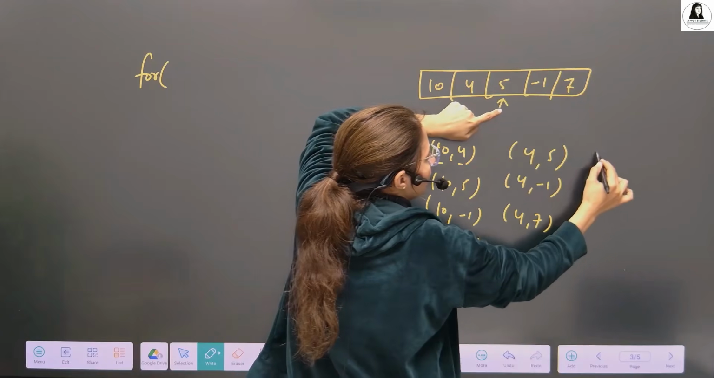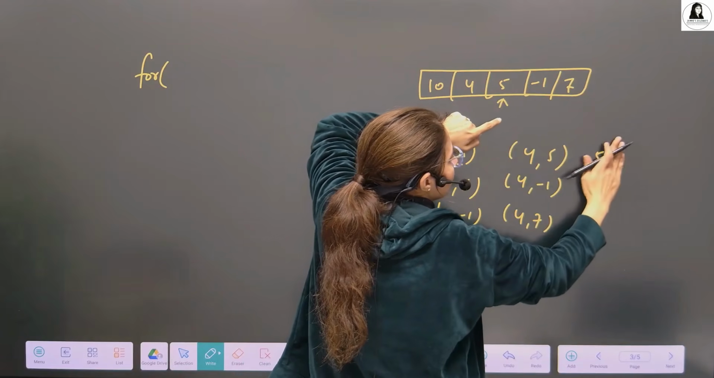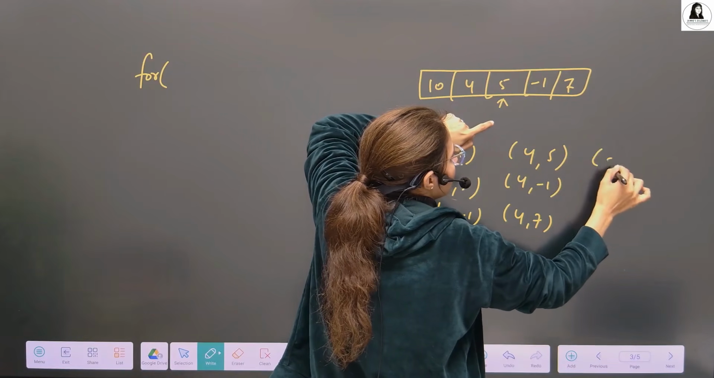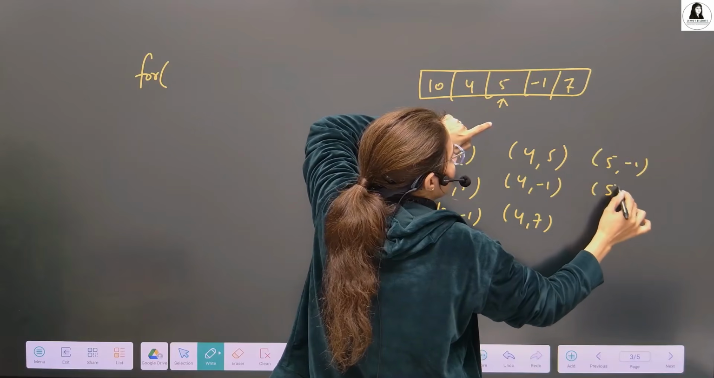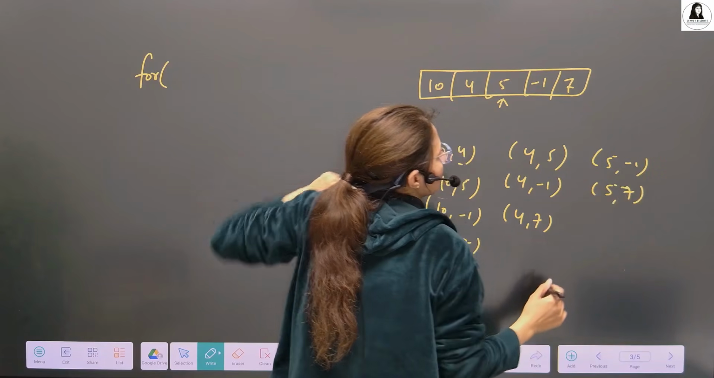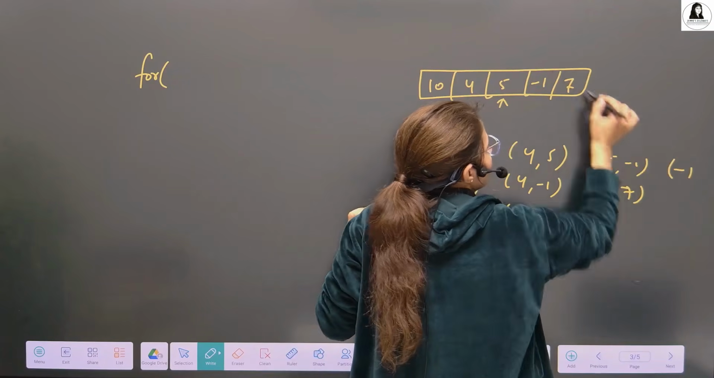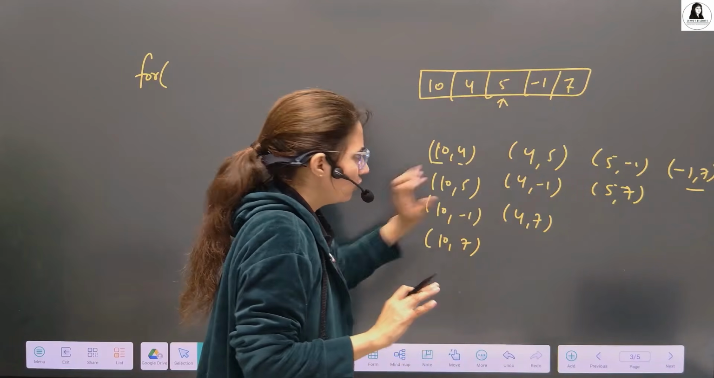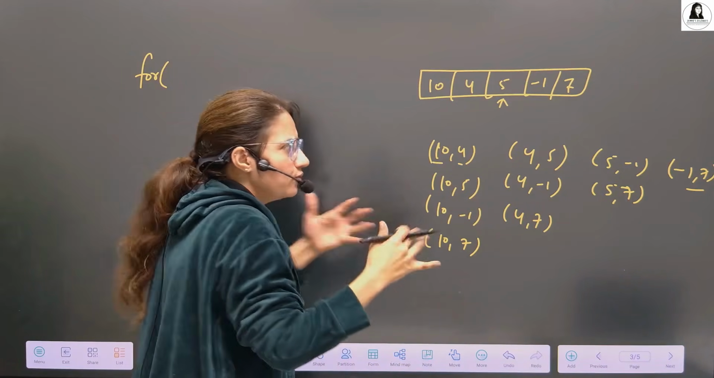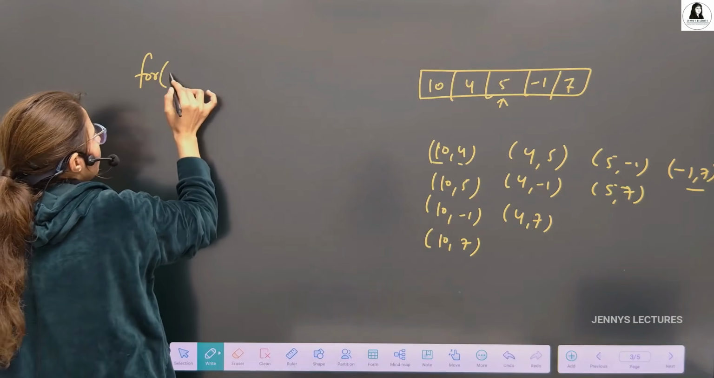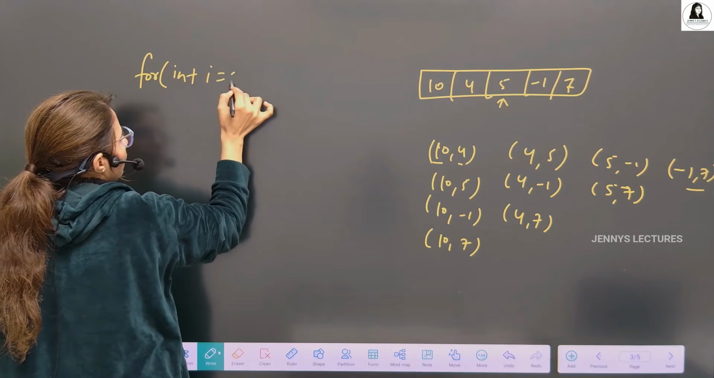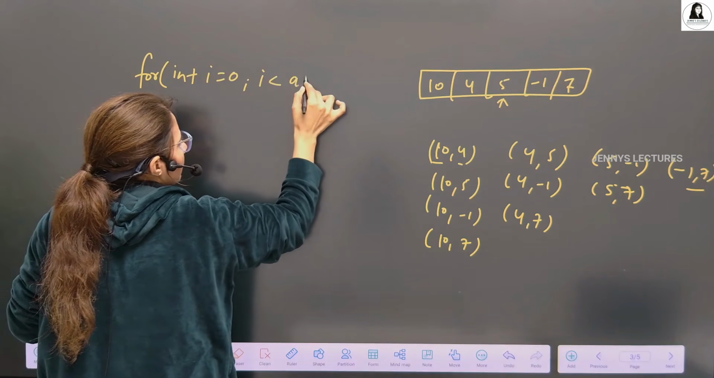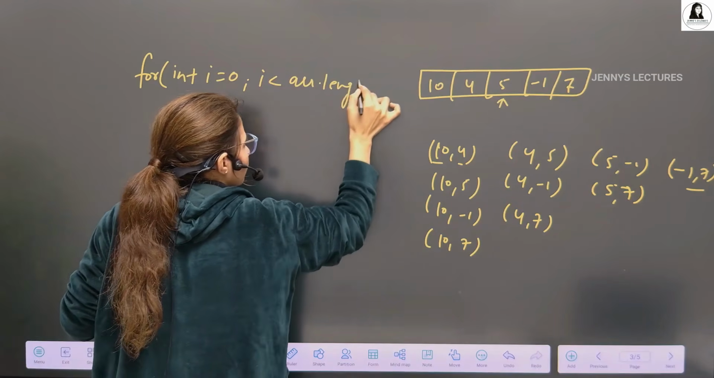Then we take this element 5. Then 5 with minus 1, and we have 5 with 7. Next we have minus 1 with 7. So I guess these many pairs we'll have here. I want to find out the sum of all these pairs. Yes or no? How will you find out? We have one loop here. It will go from 0 till less than array dot length.